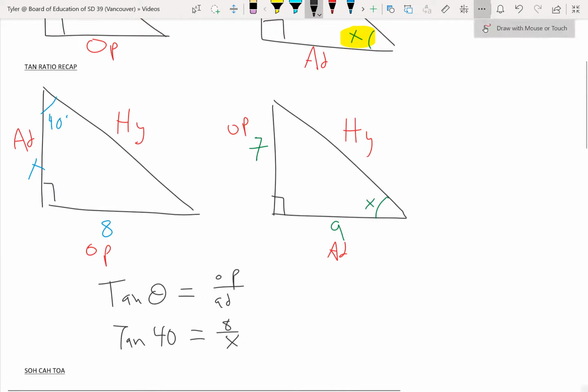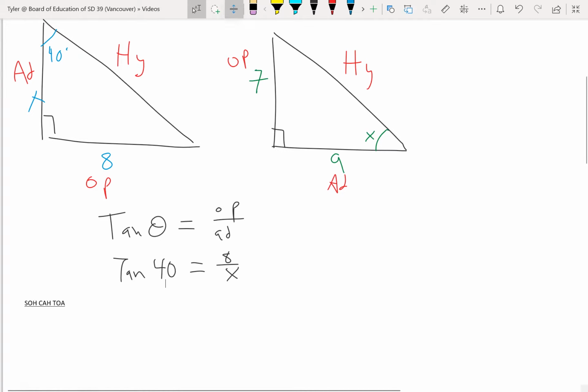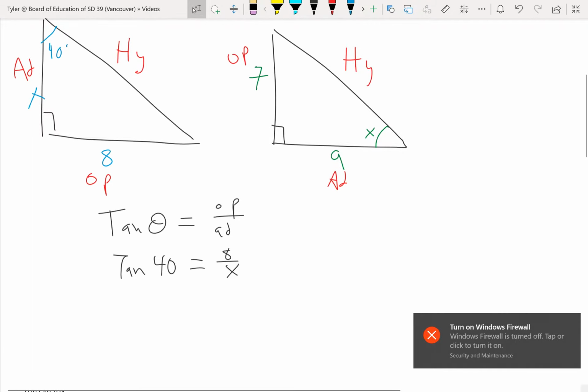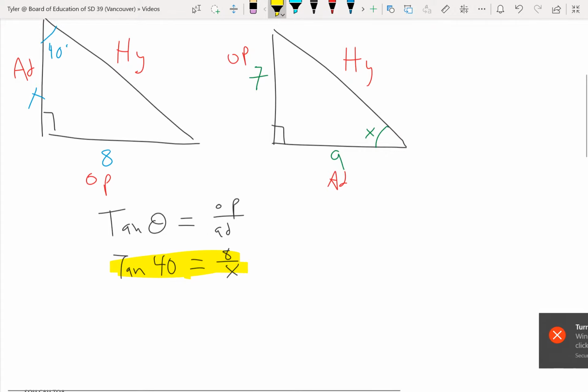The very last thing we have to think about is that we have it set up with all our information, which is good, but we don't have x by itself. So we're going to rearrange so we can isolate x. We're going to switch these two, or if you want to think about it as multiplying by x, it doesn't matter, but it turns into this. x goes here, and the tan 40 goes there. So it's going to become x equals 8 over tan 40.